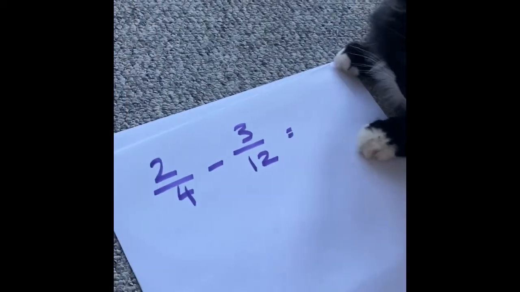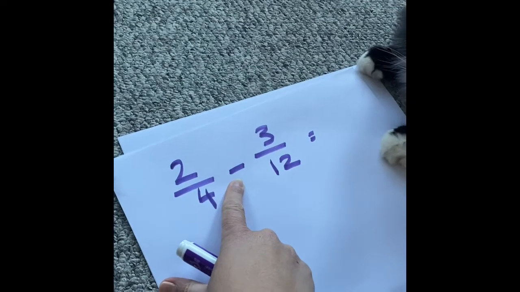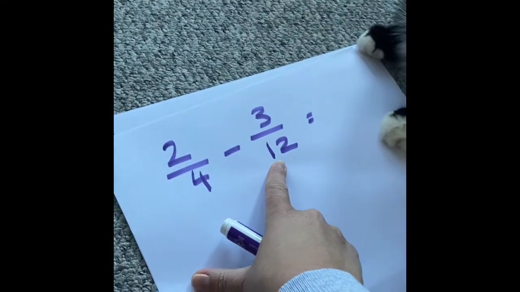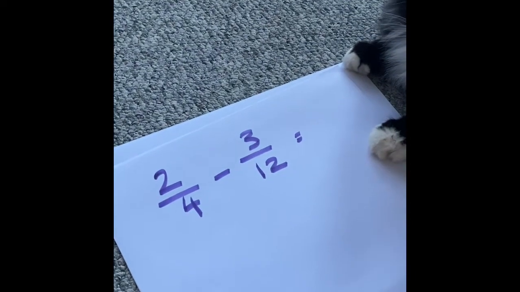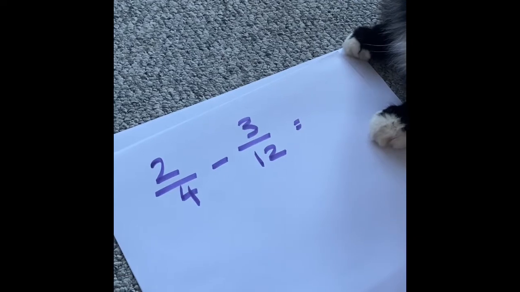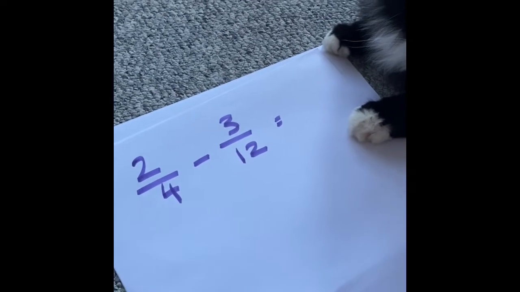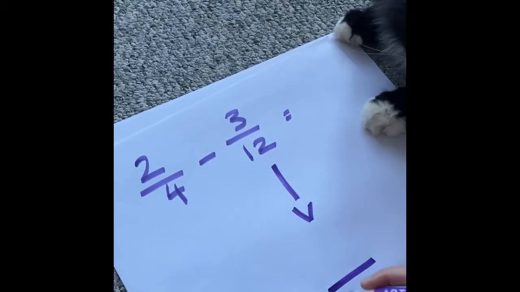Okay, so first of all, let's have a think about this one here. So we've got 2/4 and we want to subtract or take away 3/12. Now, just like we have been doing through our revision last week and the beginning of this week, we want to make them into fractions with the same denominators. Now I'm going to choose to use the 12ths here.